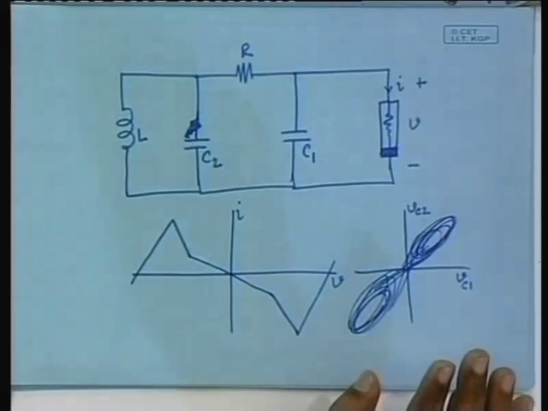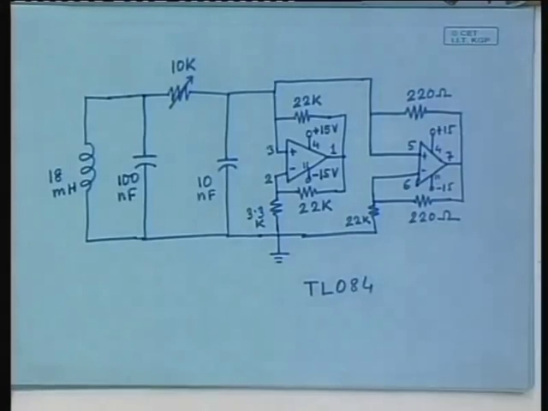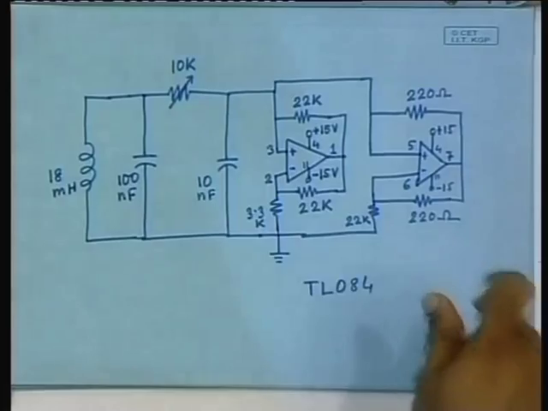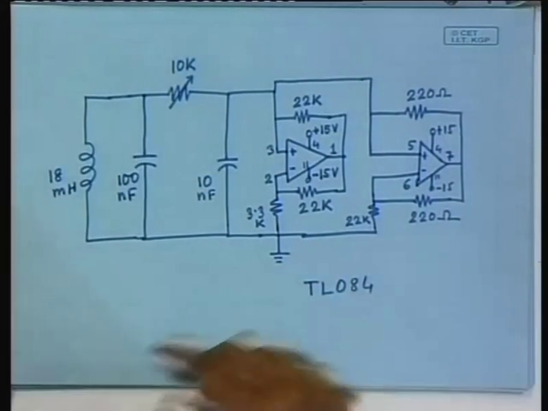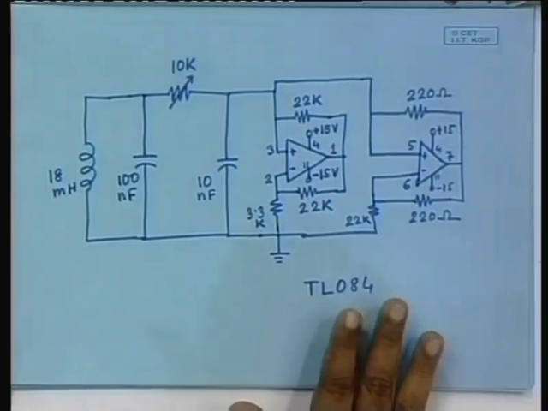This is the variable parameter, where you connect a pot, and as you change the pot, you should see the behavior changing from period 1 to period 2 to chaos and all that. It should go through a proper pathway to the chaotic behavior. So the earlier things that I gave were meant mainly for simulation studies. This one is meant mainly for experimental studies, though if someone wants, you can also simulate its equations.